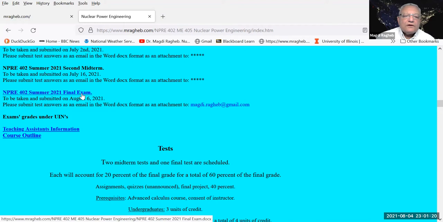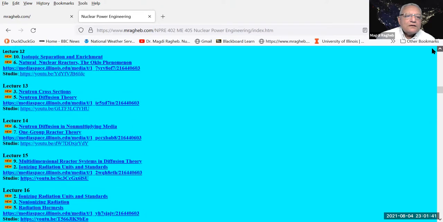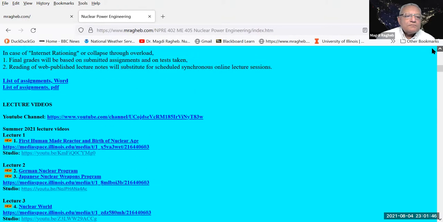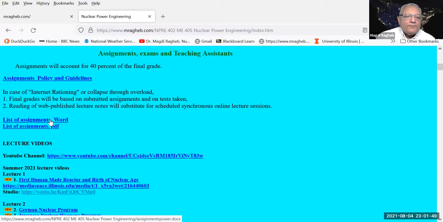And please use the DocX format and then send your test as an attachment to my personal email at magdiragheb@gmail.com. You'll also have another link where you can access your final test in the assignments page. So if you go to the assignment page here, list of assignments, open the Word format version, and on Friday morning, you'll get the test.